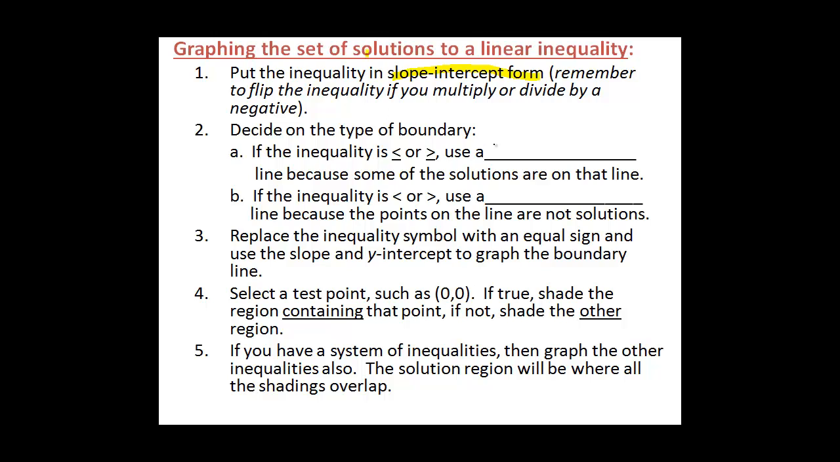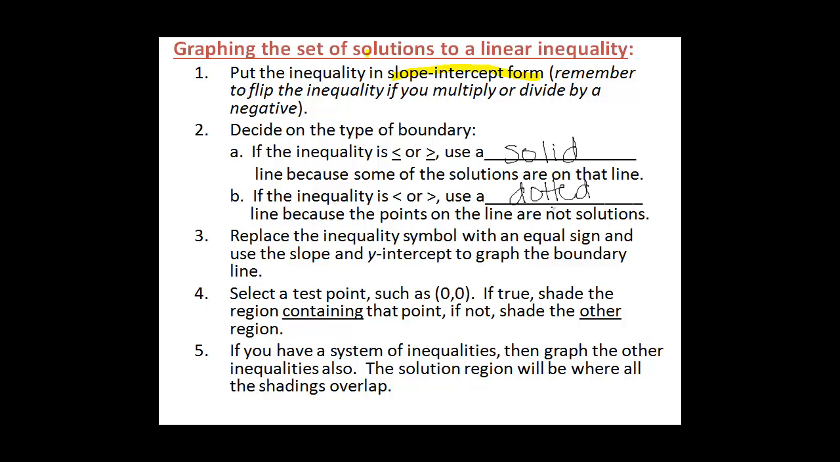If the inequality is a less than or equal to or a greater than or equal to, you are going to use a solid line, because some of the solutions can be considered on that line. If the inequality is less than or greater than, you are going to use a dotted line when you draw your line, because the points on the line are not solutions.